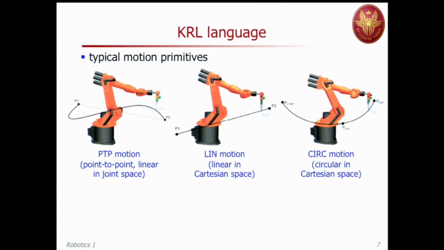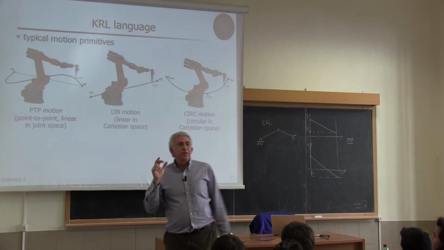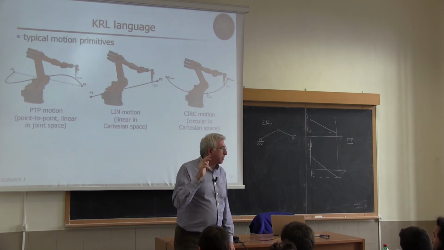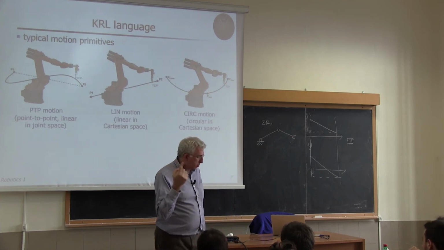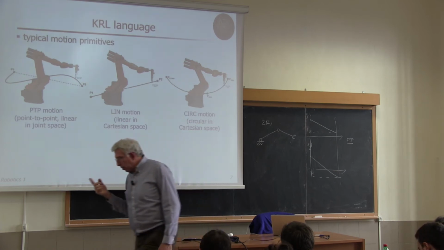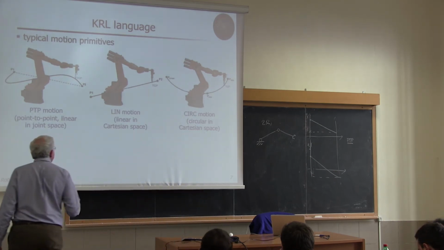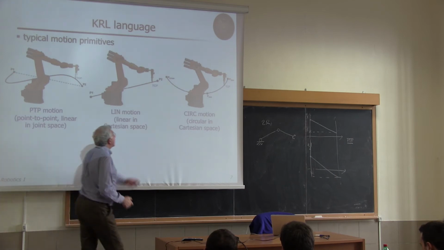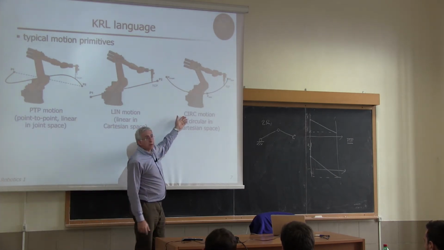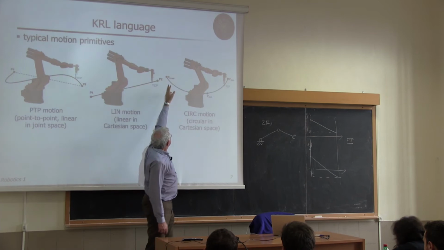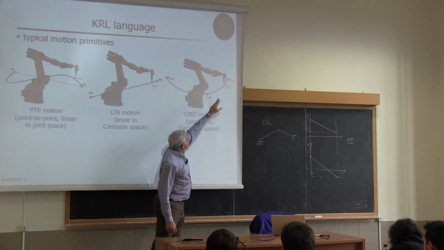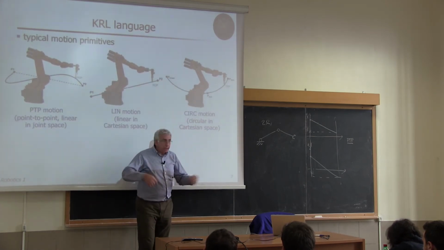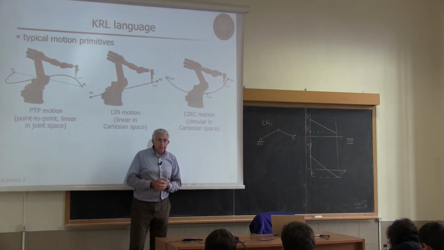Finally, if you give 3 points in the Cartesian space, and if these 3 points are not aligned, then you can define a unique circle going through the 3 points. So, since this is very common in applications, there's a special circular motion command, which is Cartesian, takes a start, an auxiliary point, and an end point, and generates a motion in the Cartesian space. Okay?